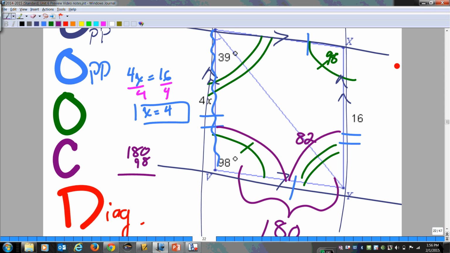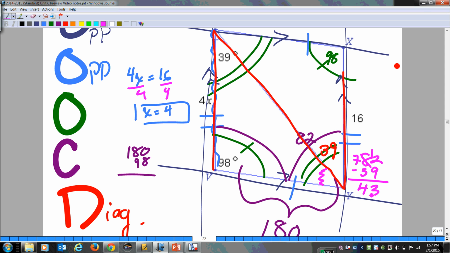With that understanding, you also know that opposite sides are parallel, so we have armpits of the Z going on here, which means this is 39. Which gives us the ability to find this angle right here by doing 82 minus 39. We get 43. Armpits of the Z work this way as well. And now you found all possible angles and all variables using OCD.